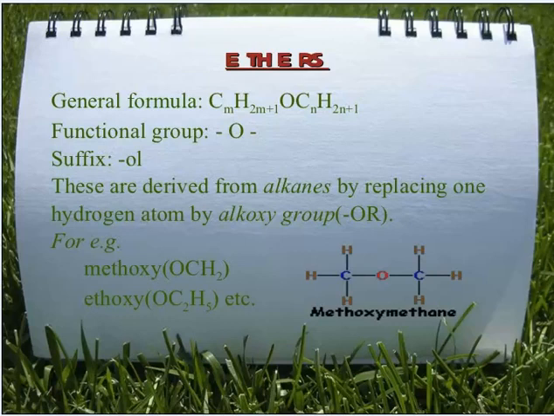Ethers. General formula is CnH2n+1 O CmH2m+1. Between the two alkyl groups, we will find oxygen. The functional group is oxygen. So the general formula of ethers will be CnH2n+1 O CmH2m+1. For example, CH3OCH3 is called methoxymethane.